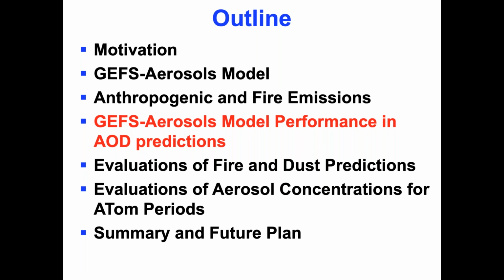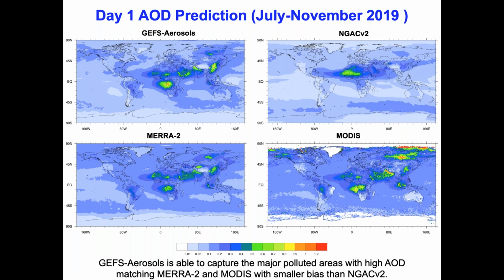So now, after some brief introduction about the model and the emission, I would like to show some performance of the GEFS aerosol in AOD prediction. Here is the day one AOD prediction, the 24-hour prediction, averaged for 2019, July to November. It's about 4 months of averaging. That's for both the GEFS aerosol prediction and the NGAC prediction, as we compare with the MERRA-2 reanalysis data and the MODIS satellite observation.